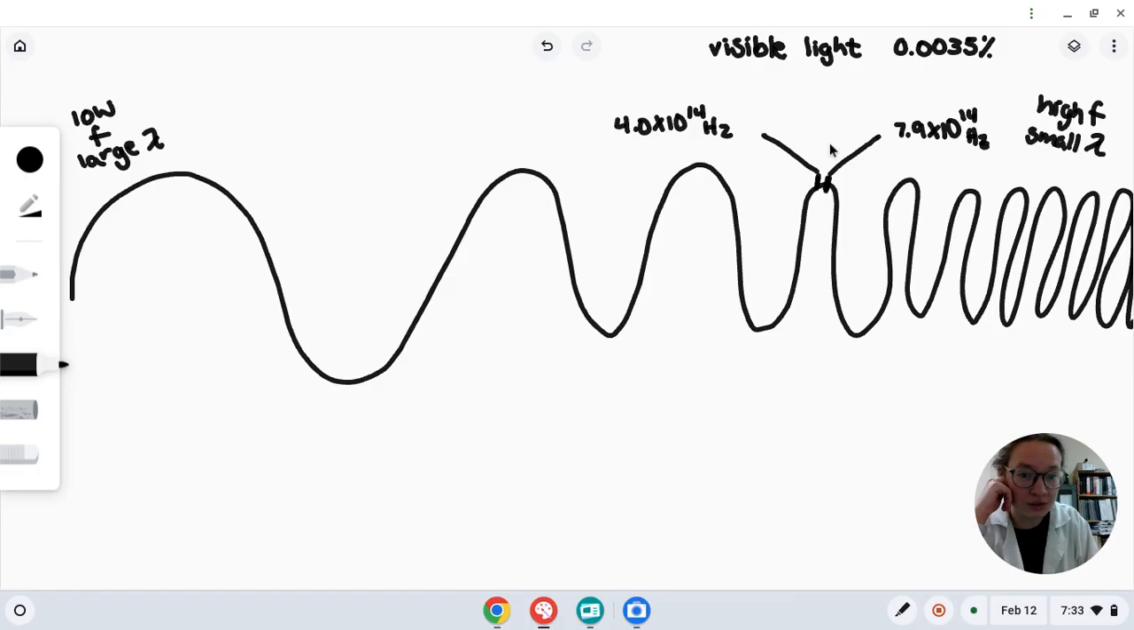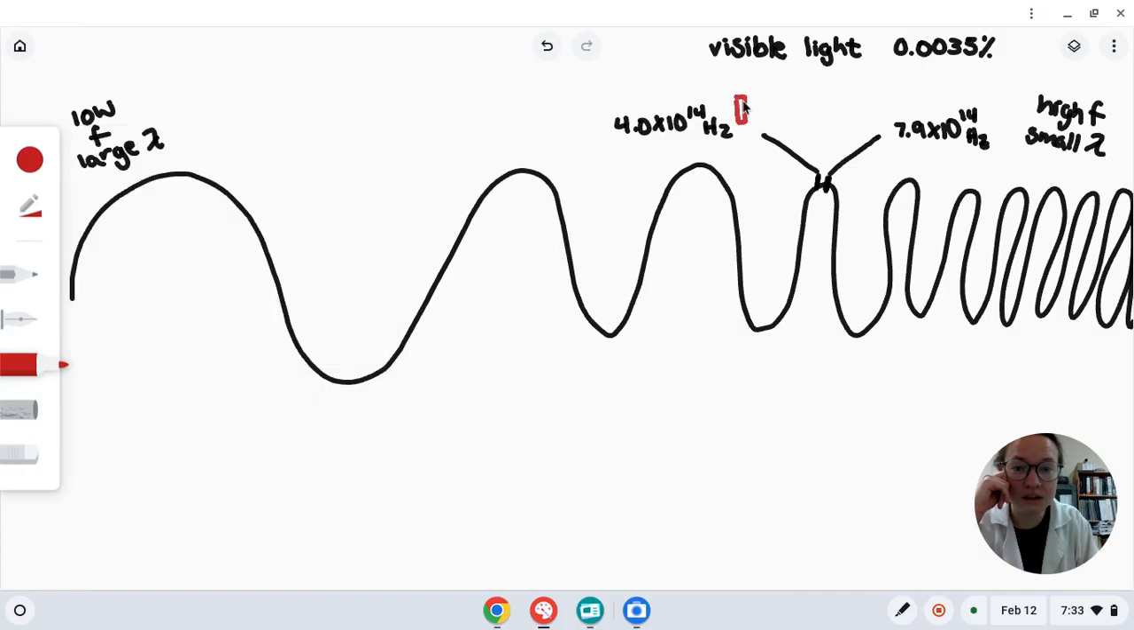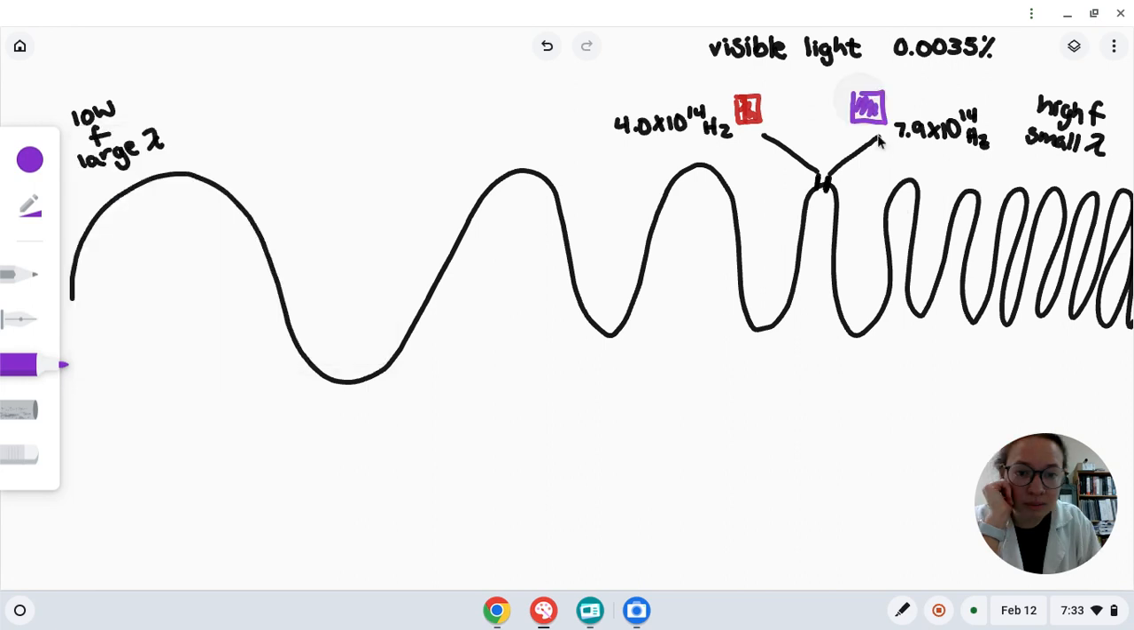Now, when we look at this light, we know that when we're talking about visible light, the frequency of the light determines the color of the light. Our low frequency light over here is the color red. Our high frequency light over here is the color purple. And all of the other colors line up between those.